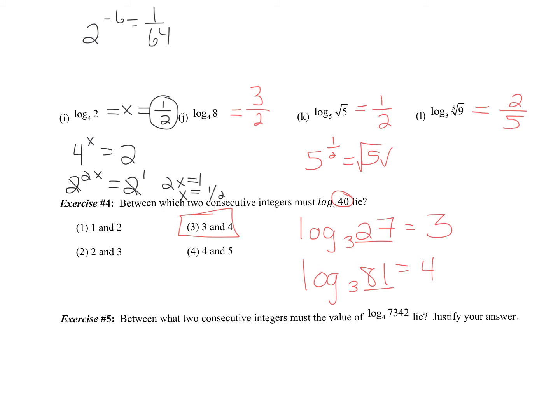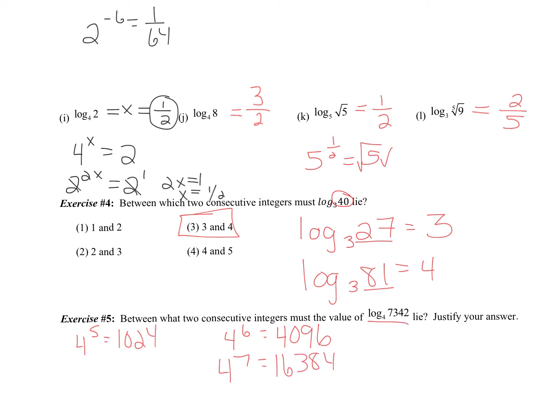So here's another one. Between which two consecutive integers must the value of log base 4 of 7,342 lie? Now, 7,342 is definitely bigger than any powers of 4 that you're asked to know. The biggest one you need to know is 4 to the 5th is 1,024. But you can use your calculator to try to figure it out. 4 to the 6th is 4,096, and 4 to the 7th, this is just off your calculator, or if you happen to know these off the top of your head.